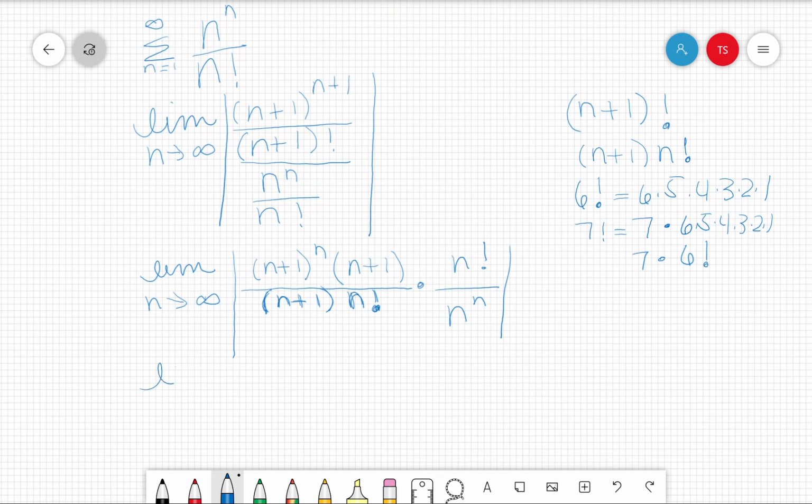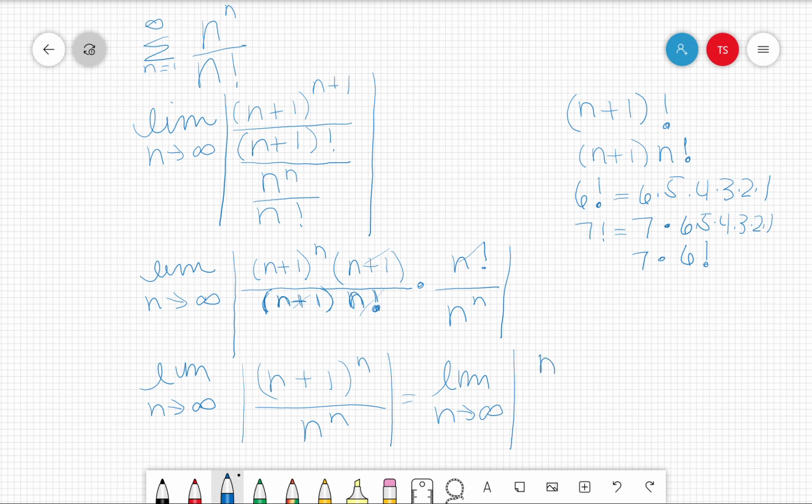And so we take the limit as n goes to infinity. These n plus 1s are going to simplify out, and the n factorials will simplify out, and we'll have (n plus 1) to the n over n to the n, in the absolute value. So we can write this as the limit as n goes to infinity of (n plus 1 over n) to the n.